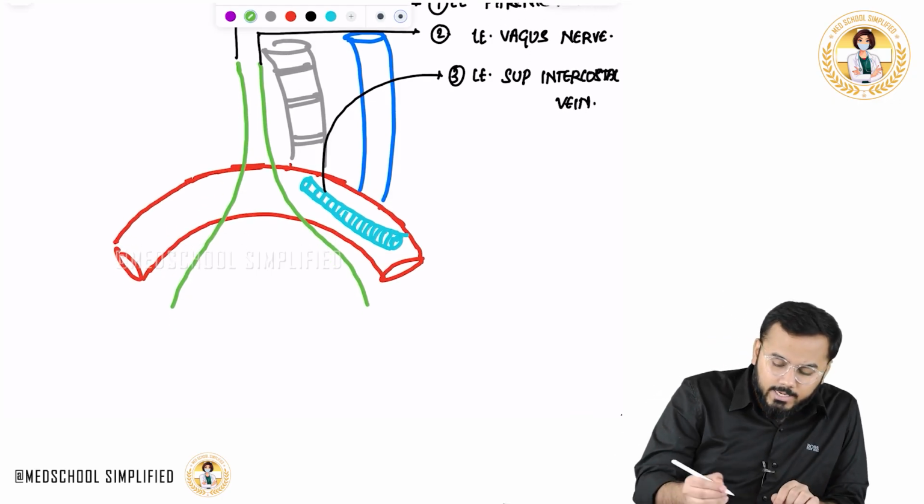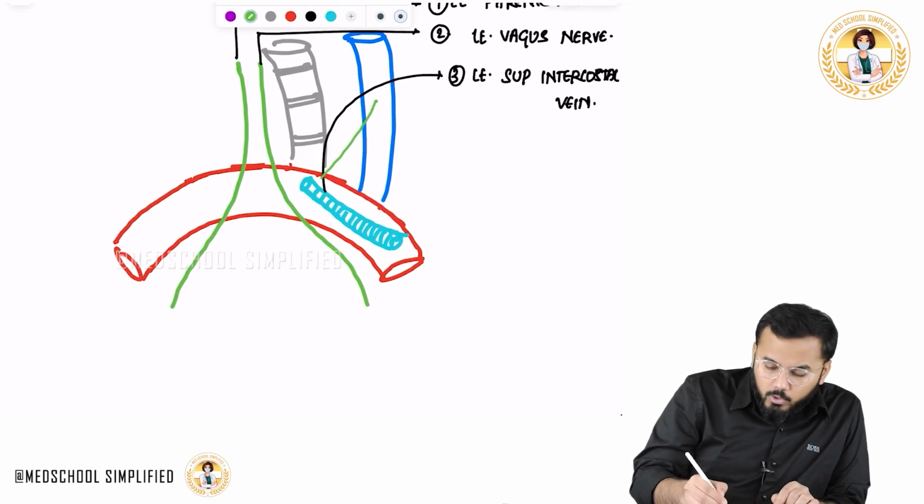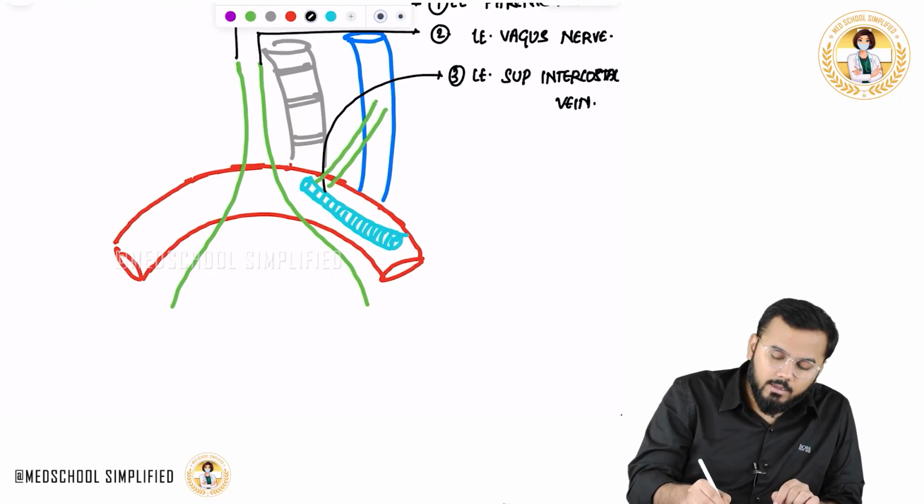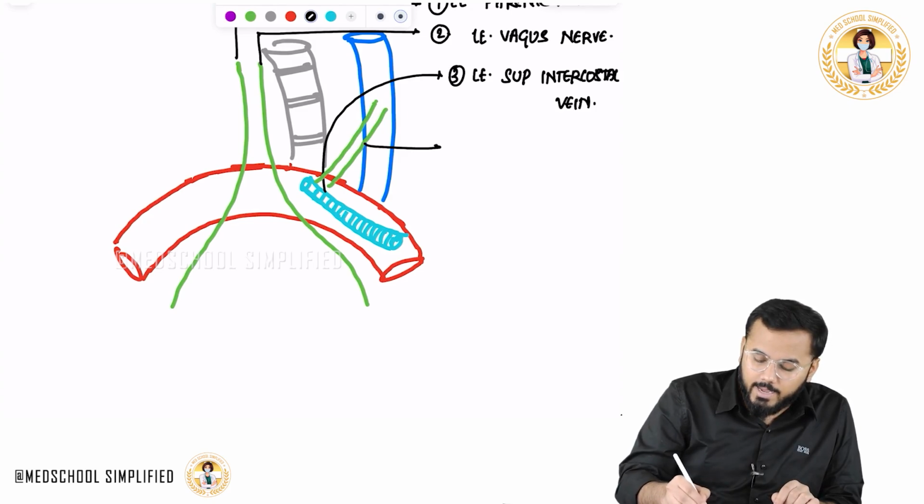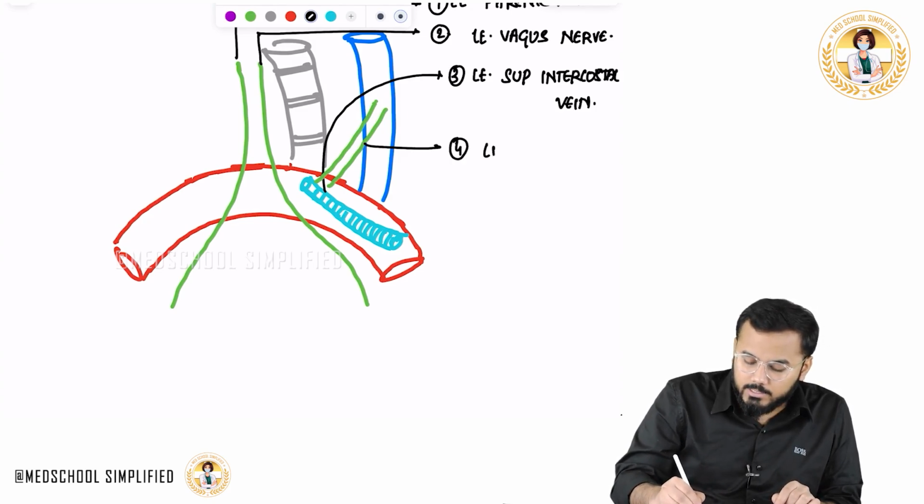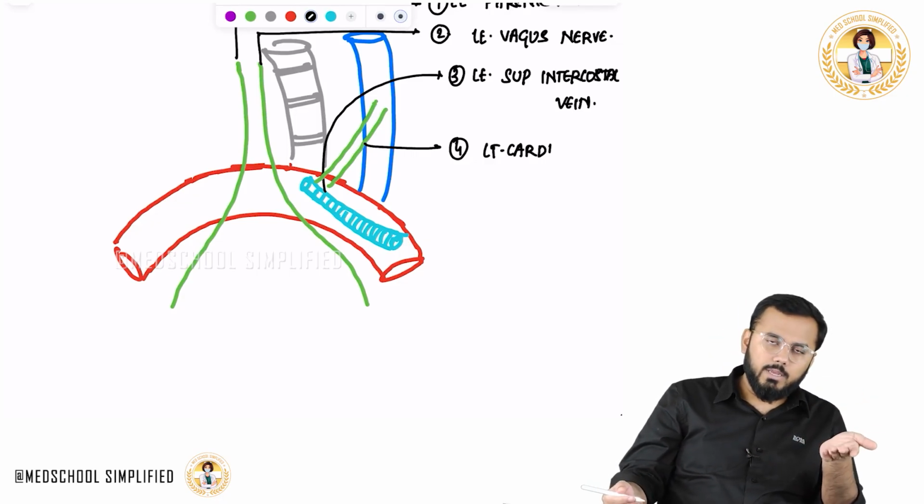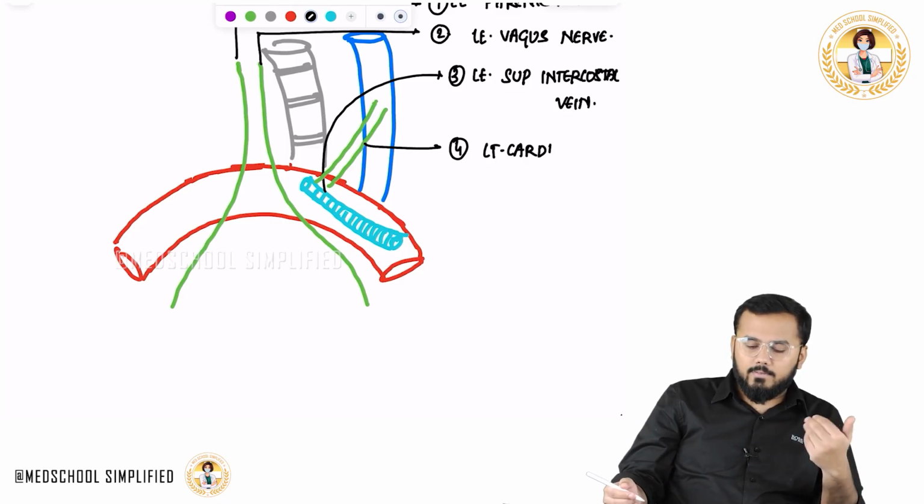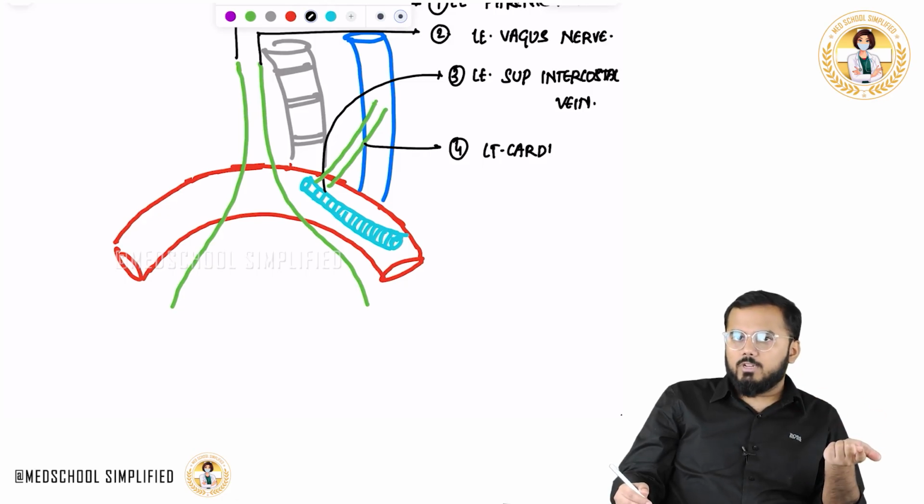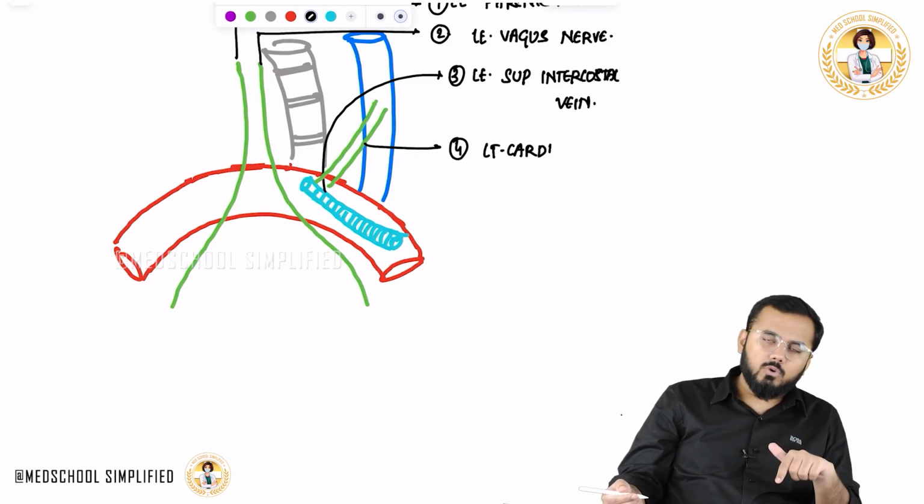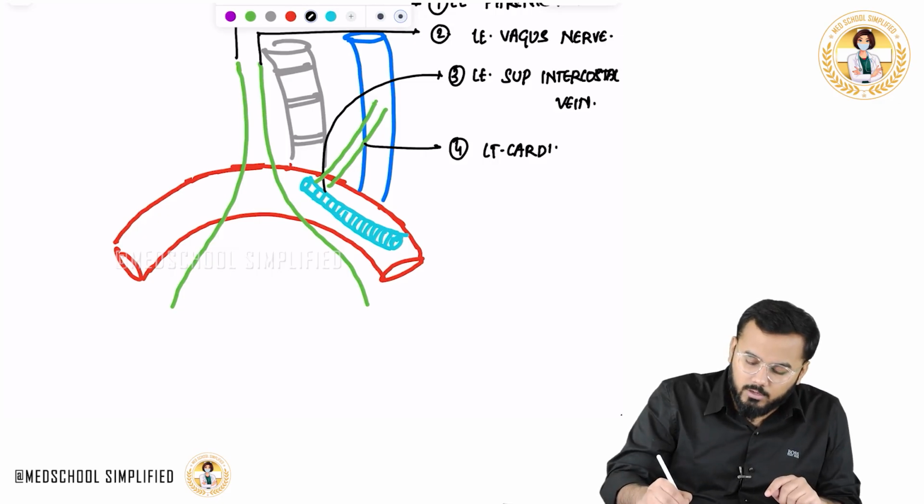Next important thing is that here you have got two more veins. These two veins which are located on the left side are called the left cardiac veins. Now in these left cardiac veins, one is on the top and one is on the bottom. One is called the left superior cardiac vein, and the other is the left inferior cardiac vein. Out of the two left cardiac veins, the top one is called the left superior and the other one is called the left inferior cardiac vein.